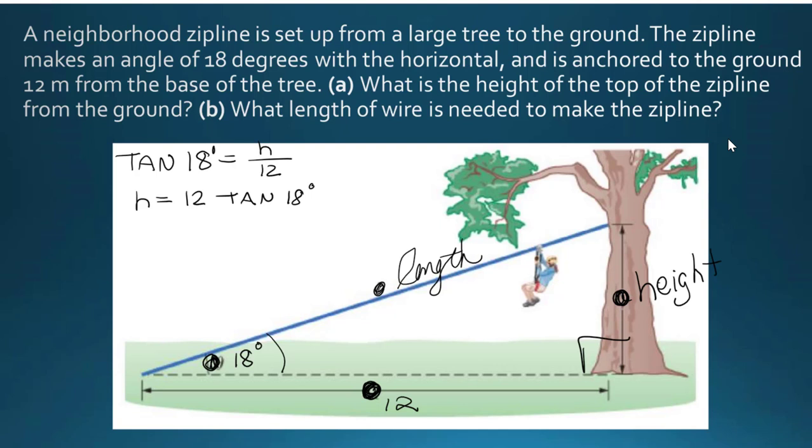I can also do cosine. I can say cosine of 18 is adjacent over hypotenuse. You see what I did there? I did something different. I haven't done that one before, but I can do it. So I've got that. The length is 12 over the cosine of 18. Okay? So that'll be great.